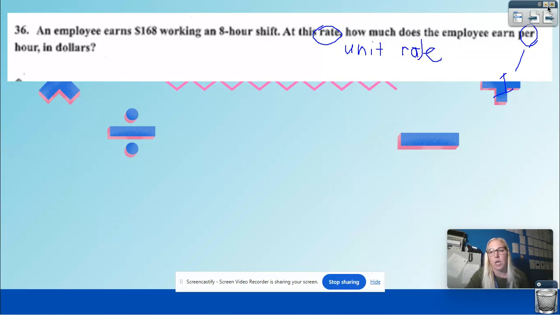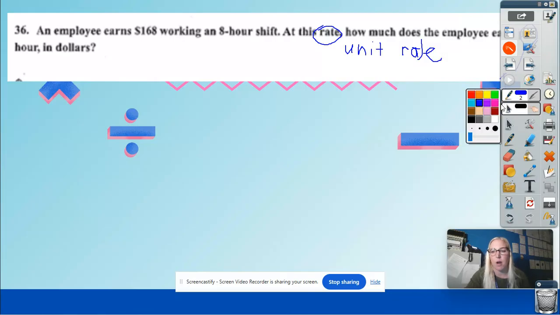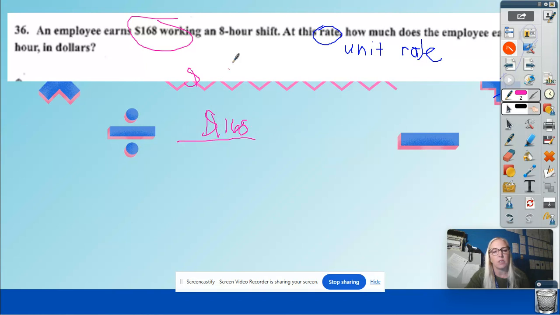So let's take a look at how we're going to set up this problem. All right, first and foremost, what do we know? We know an employee earns, our ratio is going to be $168. Our comparison is dollars to hours in 8 hours. Make sure you have your labels included. We are writing the ratio in fractional form because it's easy to compare that way.